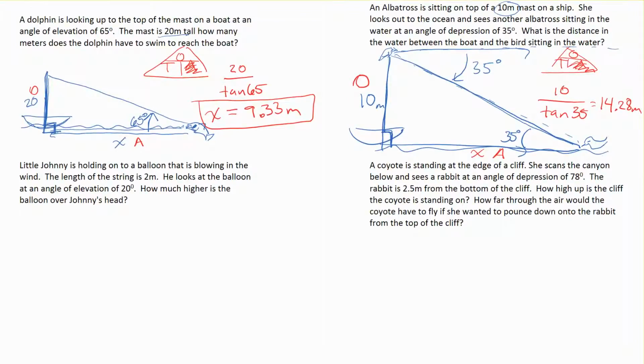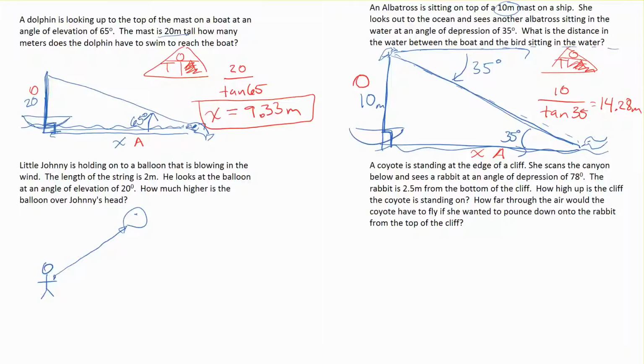Little Johnny's holding onto a balloon that is blowing in the wind. Alright, so we've got little Johnny. He's holding onto a balloon and it's blowing in the wind. So I'm going to put the balloon up there. He looks at the balloon at an angle of elevation of 20 degrees. So what does that mean again?